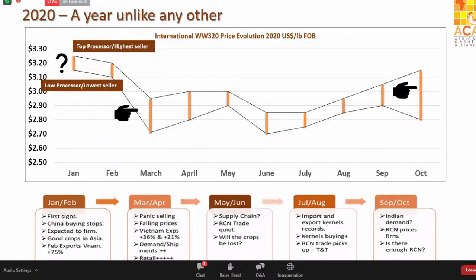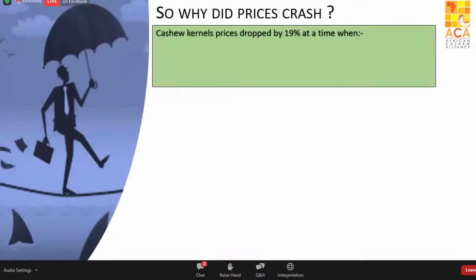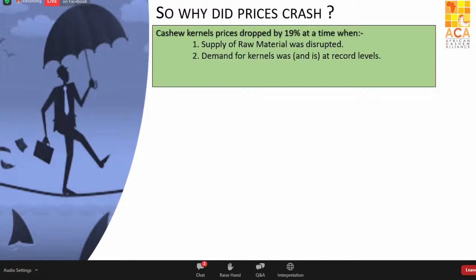So let's ask the question, why did prices crash? And let's again remind ourselves of what happened. Early in the year, prices dropped by 19% at a time when the supply of raw material was disrupted. The demand for kernels was at record levels. Processing capacity in India and in Vietnam was reduced, and the cost of processing increased. The market actually did directly the opposite of what the fundamentals suggested it should do.